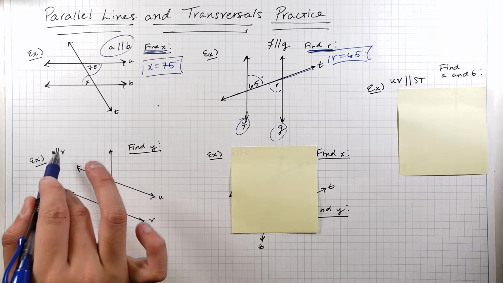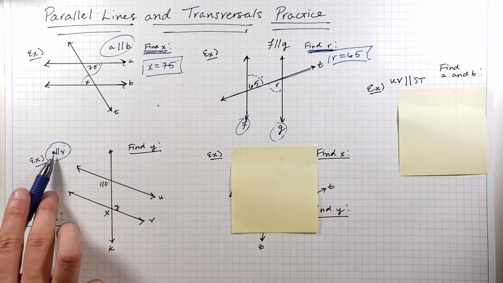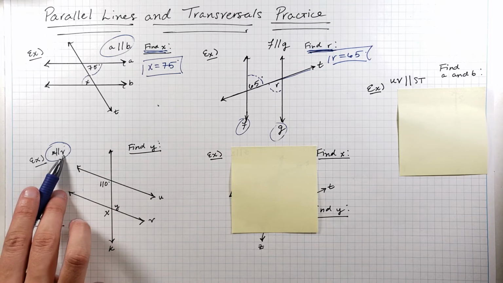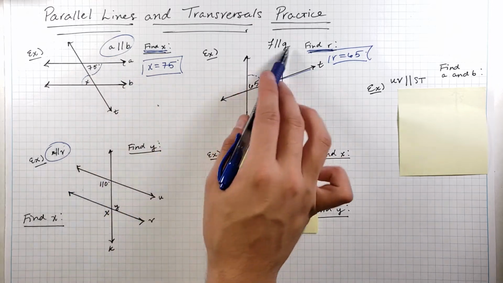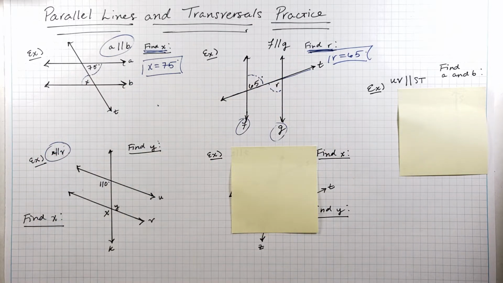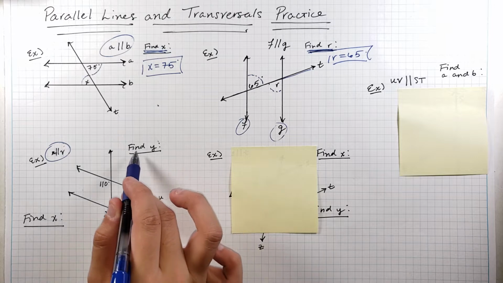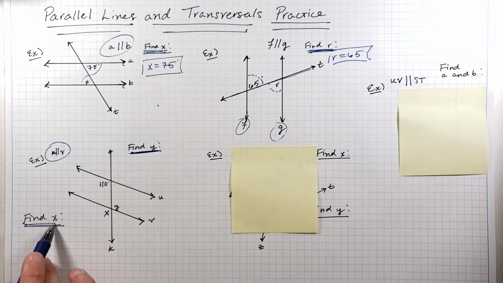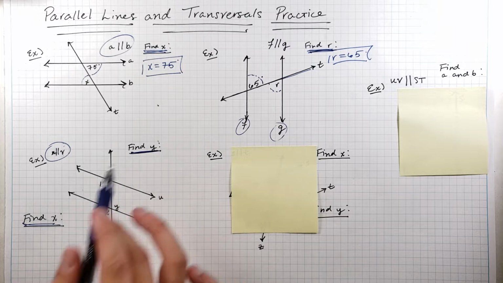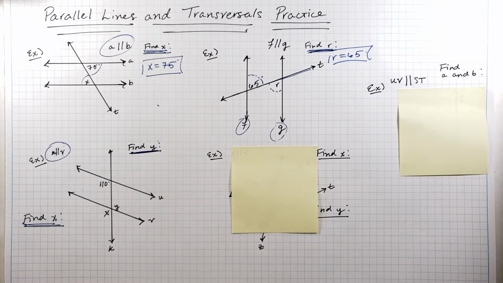Very similar. They're telling us U is parallel to V. All right, this is U parallel to V. Remember the parallel sign. This means two lines are parallel. That's very important. All right, and they want us to find Y, which is here, and they also want us to find X. All right, so maybe we'll use some additional information that we have from the last video. So let's start off, let's find Y first, all right? Because it looks a little easier, okay?